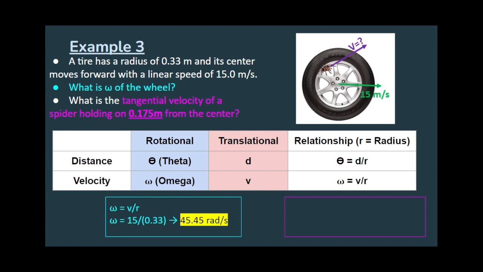Now that I have the angular velocity, I can use that to solve for the tangential velocity at certain distances. I'm going to use the same equation. So I have v is equal to omega times r. All I did was multiply the r over to the other side. I plug in my variables, and I find out that the velocity at 0.175 meters is actually 7.96 meters per second, which makes sense because the spider is closer to the center, so we would expect it to have a smaller translational velocity. Just like Clyde had a smaller velocity than Bonnie because he was closer to the center of the merry-go-round. Alright guys, let's take a look at example number 4.